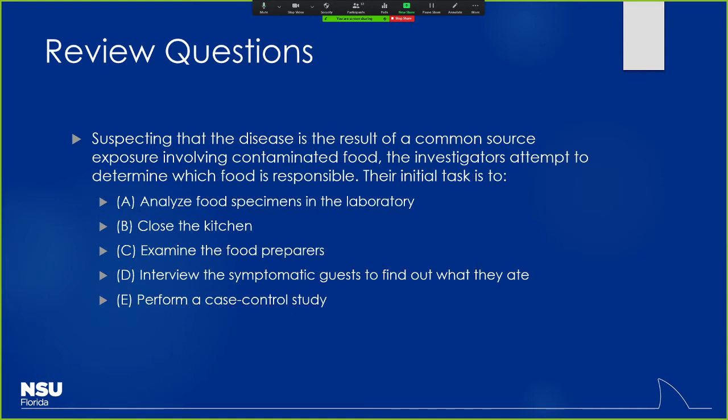Okay, so let's suspect that the disease is a result of a common source exposure instead of what we mentioned before, like a propagated exposure, but it involves contaminated food. The investigators attempt to determine which food is responsible. So the initial task here would be to analyze food specimens. Should we close the kitchen, examine the food preparers, interview symptomatic guests to find out what they ate, or perform a case control study? What do we think?